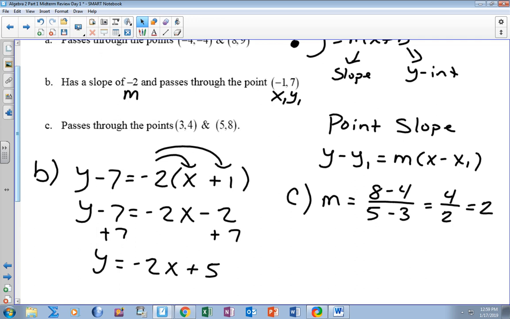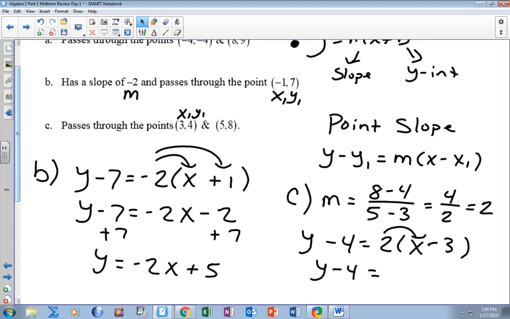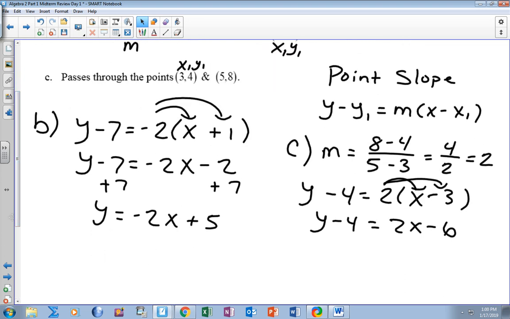I can pick either point. It doesn't matter. I can pick any of these 2 points to plug into point slope. Since this is my first point, I'm just going to pick that one. So now I'm going to plug it into point slope. It'll be y minus y1. So y minus 4 equals 2 times x minus 3. And then distribute the 2 to both pieces. So y minus 4 equals 2x minus 6. Add 4 to both sides, and you get y equals 2x minus 2.